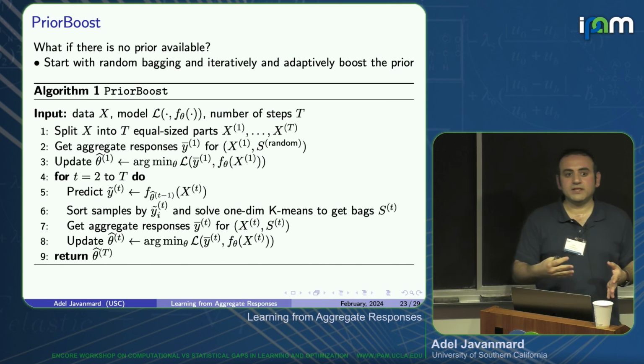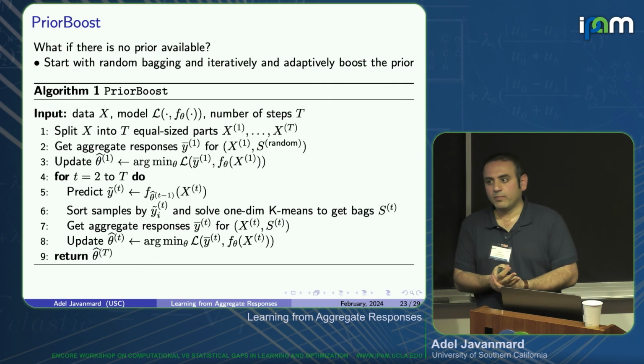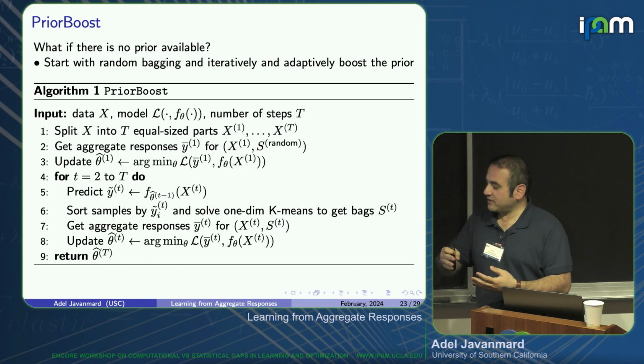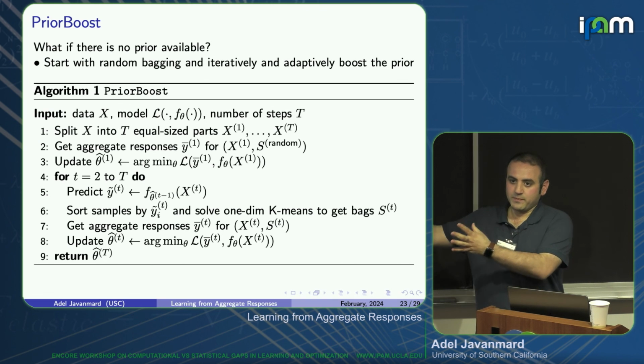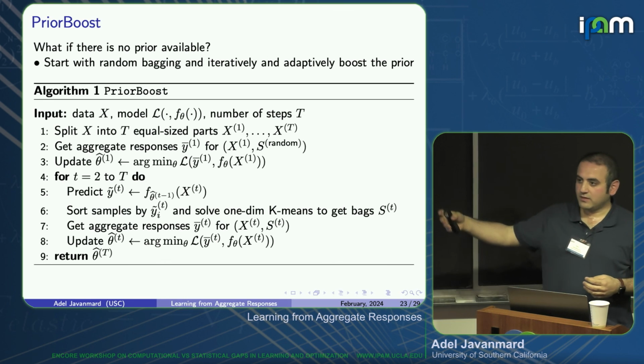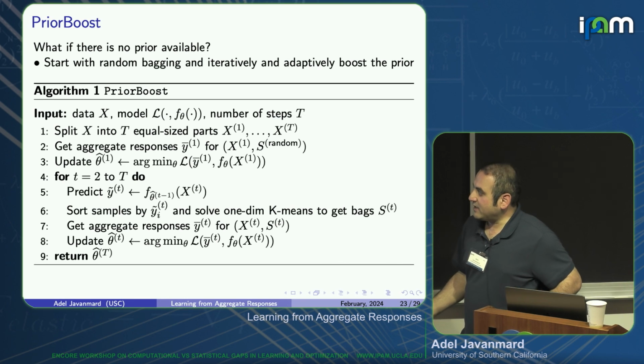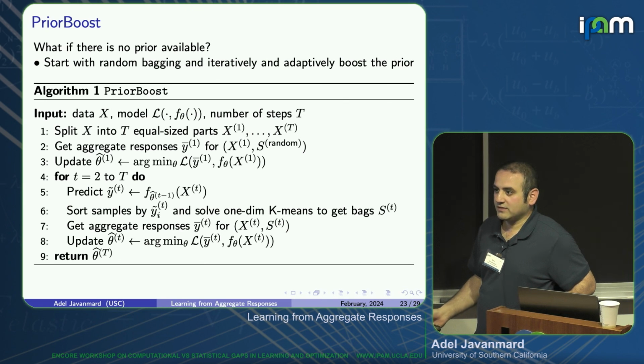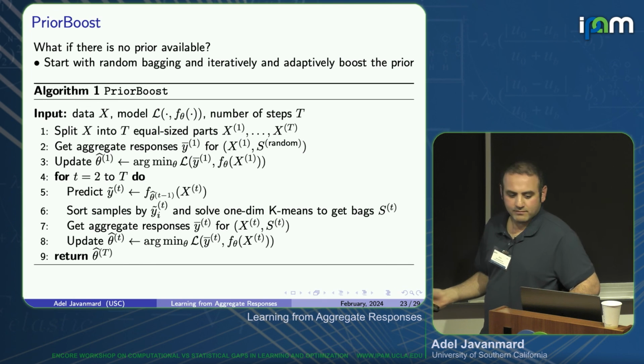So I never use the individual labels. I only use the aggregate labels. And I iteratively improve this prior to come up with better bagging construction as the iteration goes on. And at the end, you give theta hat of t. Sounds good? Any question on the algorithm?